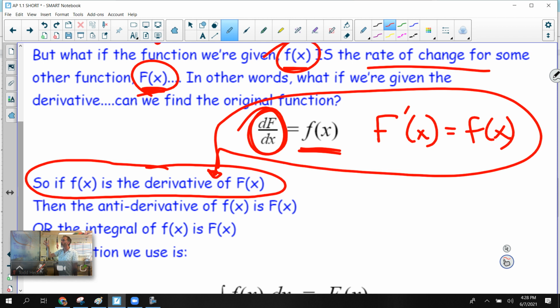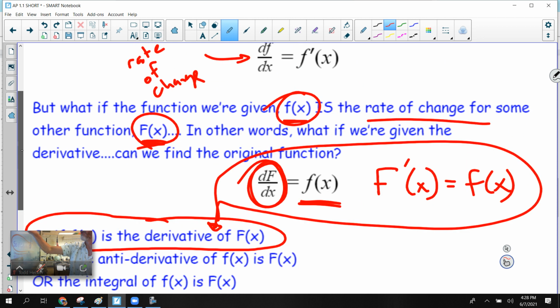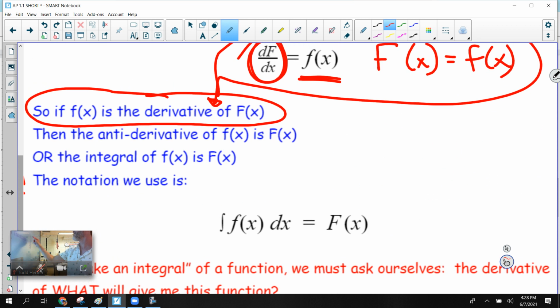Okay, so we already know how to write it using derivative notation. Another way of saying the same thing using integral or antiderivative notation is, in words, you would say this: the antiderivative of little f of x is big F of x, right? So the derivative of big F is little f. The antiderivative of little f is big F. So the anti sort of undoes the original thing, all right?